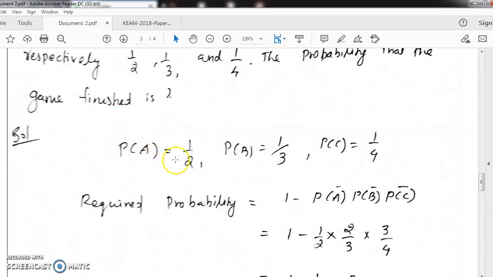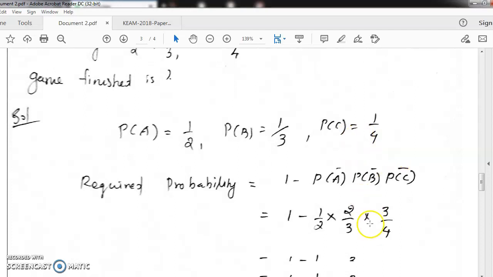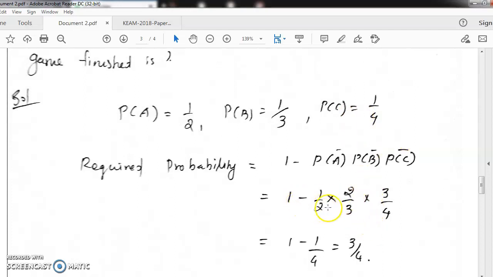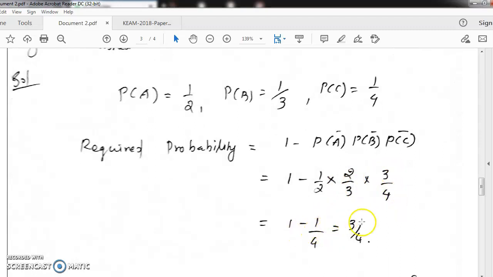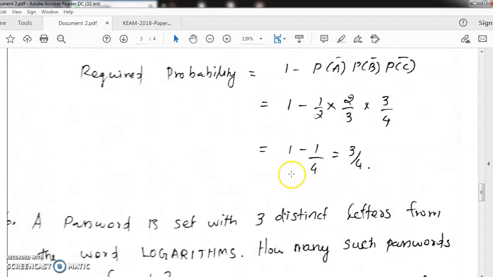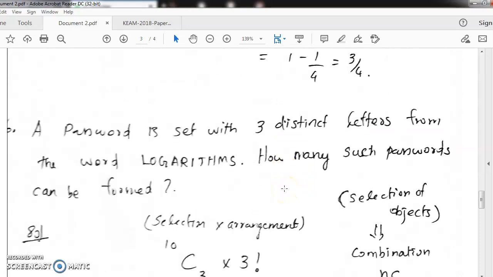So 1 minus 1 by 2, that is 1 by 2. Likewise you find it for P of B bar and P of C bar, right? So 1 minus 1 by 2 into 2 by 3 into 3 by 4. The answer is 1 minus 1 by 4, which is equal to 3 by 4. This is the required probability.